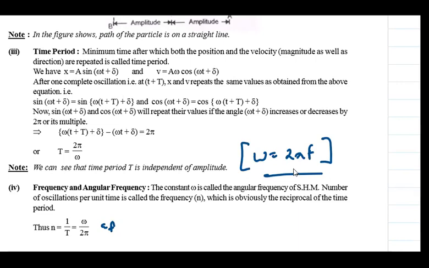Clear? Anyone have any doubt till this point? Tell me.